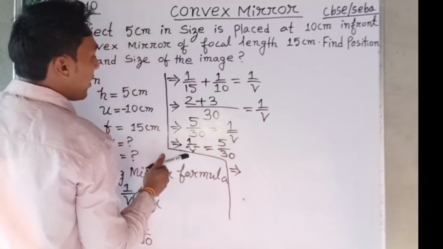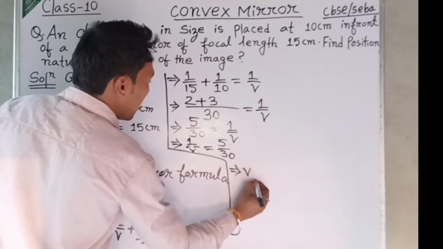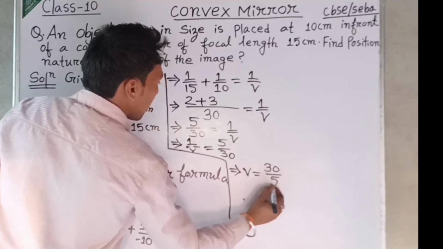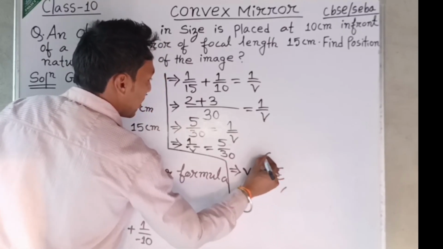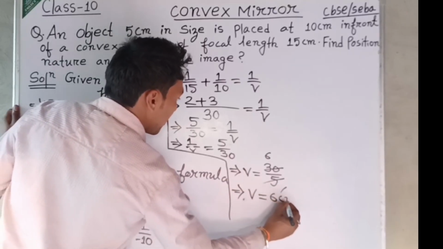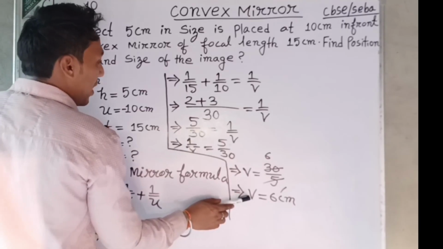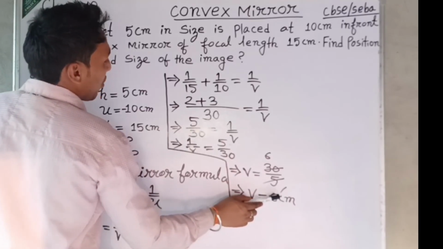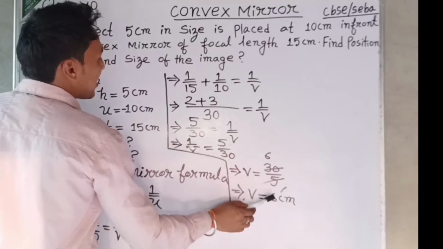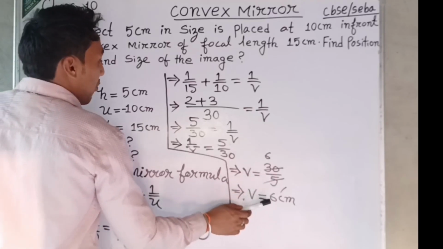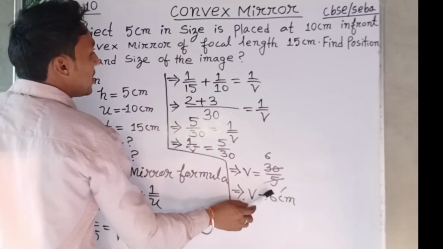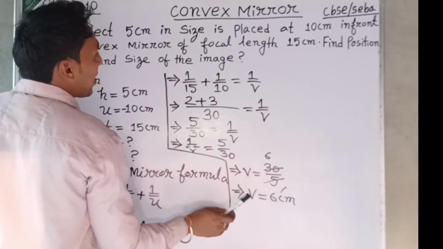So in next step, I need v value, so do reciprocal. V by 1, so in denominator no need to write 1, v equal to 30 by 5. 5 1s are 5, 5 6s are 30. V means position of the image, so v equal to 6 centimeter. So image distance v equal to 6 centimeter, or position of the image is 6 centimeter. As I told you before also, if v value positive, then I'll say the nature of the image is virtual. If negative, then I'll say the nature of the image is real. But here I have got positive, means nature of the image is virtual. So this line I'll write at last.